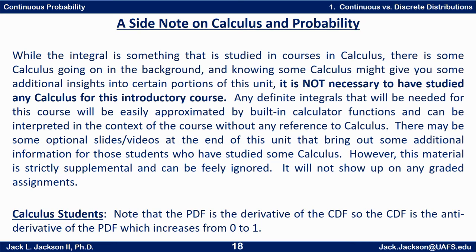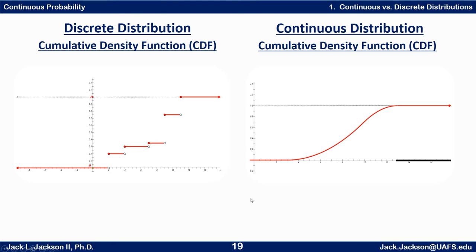Notice that for calculus students, the PDF is actually the derivative of the CDF. And so that makes the CDF an antiderivative of the PDF, specifically the antiderivative which increases from 0 to 1. So we've got a derivative-antiderivative relationship between the CDF and PDF. Again, if that statement did not make sense to you, then just ignore it. That's not important for what we're doing in this class.